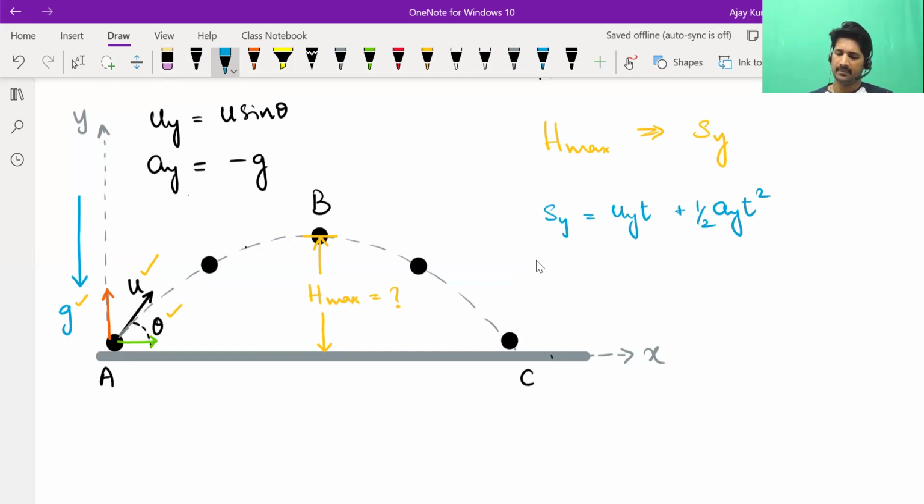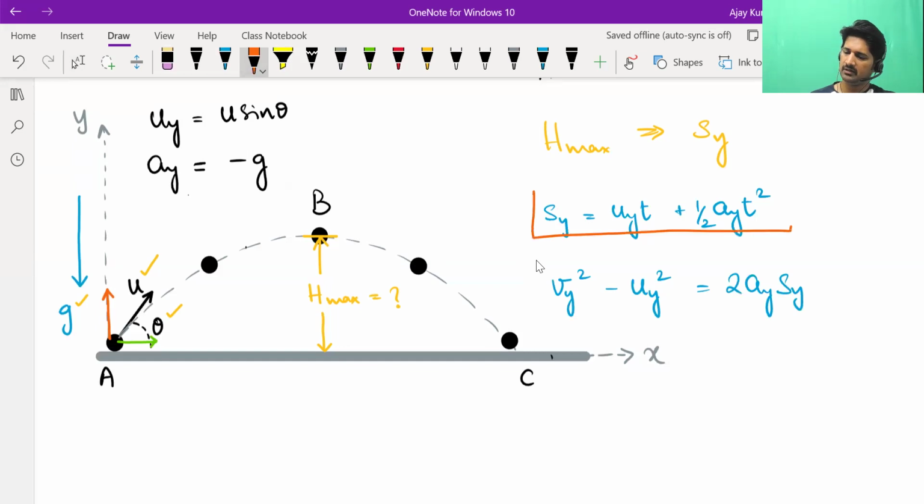Sir, V square minus U square is equal to 2aS. Okay, so you will be writing Vy square minus Uy square is equal to 2 Ay Sy. Okay. Vanilla, you tell me, to use the first equation and find out displacement, what all do you need to know?